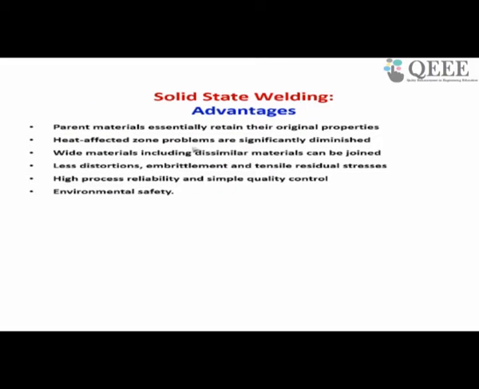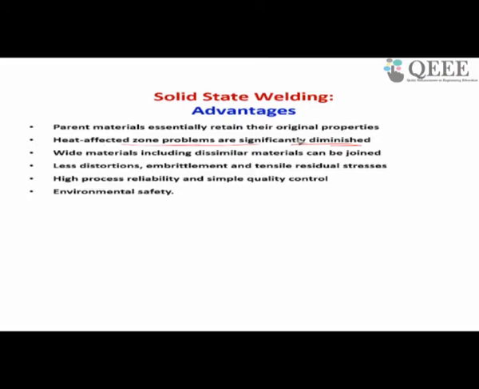What are the advantages of solid state joining processes? Parent materials essentially retain their original properties, so the parent material will not lose any property, because the whole joining is happening below the melting point. So the heat affected zone problem can be significantly minimized. Next, a wide range of materials, including dissimilar materials, can be joined.